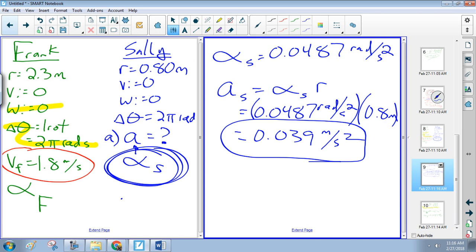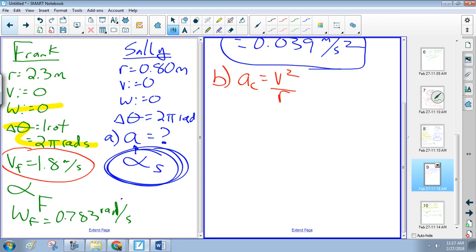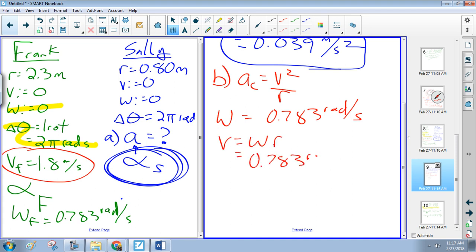All right. So that's part A. Part B wants to know her centripetal acceleration. So to do part B, let's do that in red. Centripetal acceleration is v squared over r. So I know Sally's radius, I've got to find her velocity. So a minute ago, we calculated that Frank's final angular velocity was 0.783 radians per second, right? Oh, well that means that Sally's final angular velocity is also 0.783 radians per second. And so I can use a jumper. v equals omega r, 0.783 radians per second times the radius of 0.8 meters.